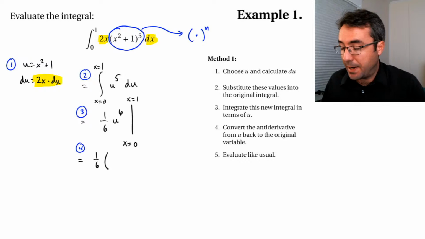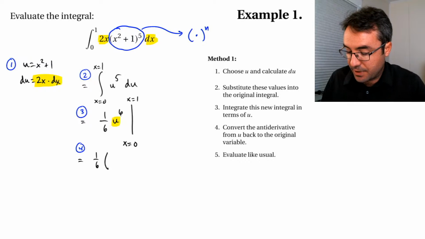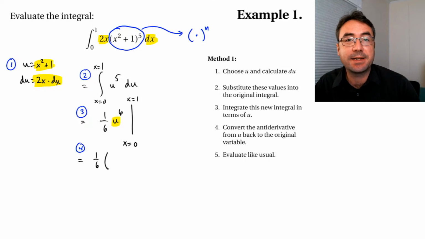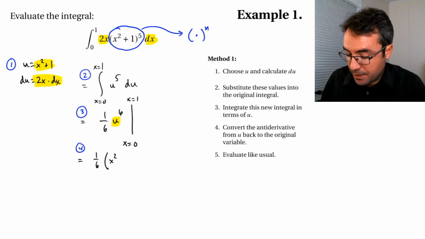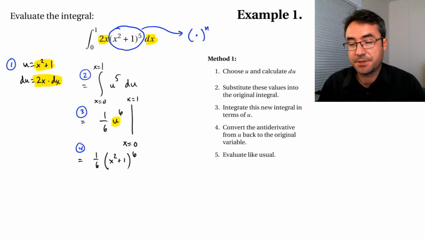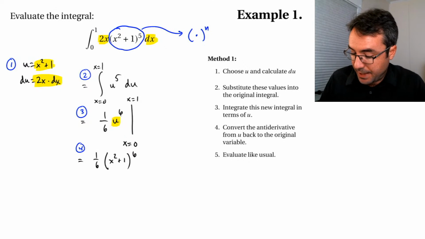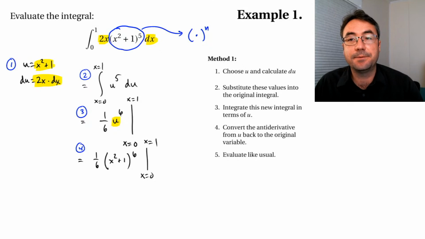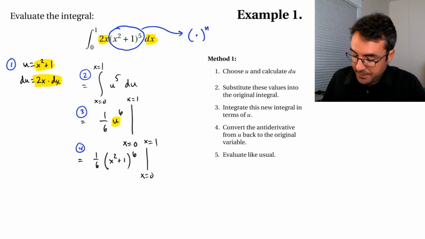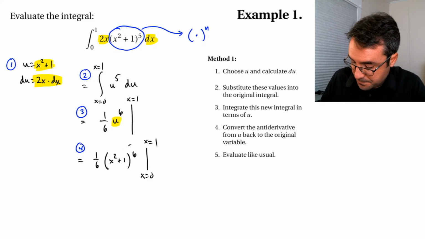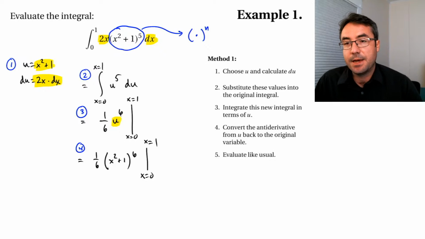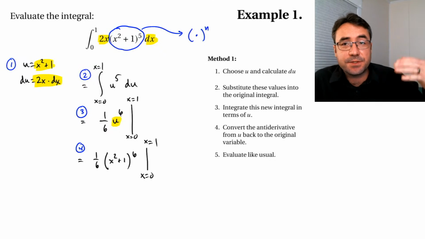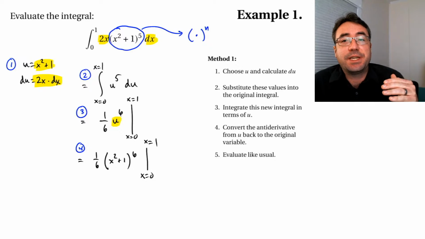So instead of u to the power 6, wherever I see a u, I'm going to change that back to x squared plus 1. So I'll have x squared plus 1 raised to the power 6. Still, we haven't evaluated yet. So we put our evaluate line, x equals 0 up there. Move it up a little bit. And so that's basically all of our substitution rule steps.